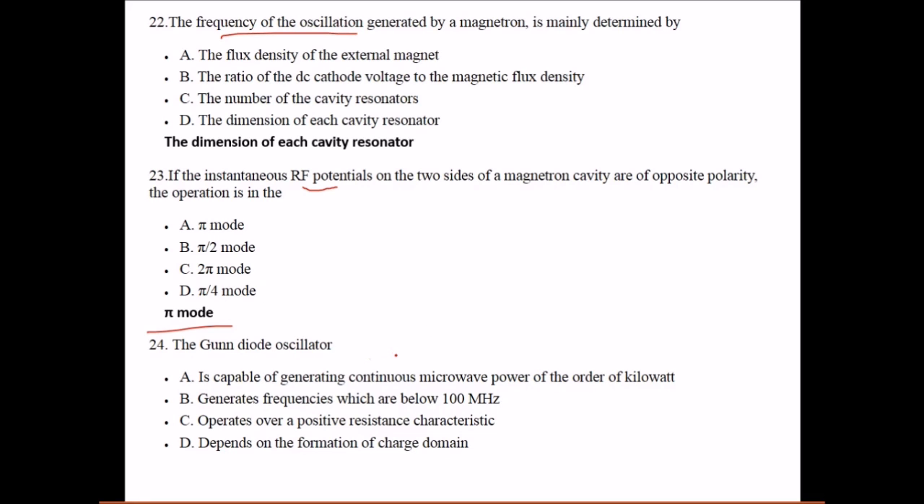Now, the Gunn diode oscillator. The Gunn diode oscillator depends on the formation of charge domain, right?